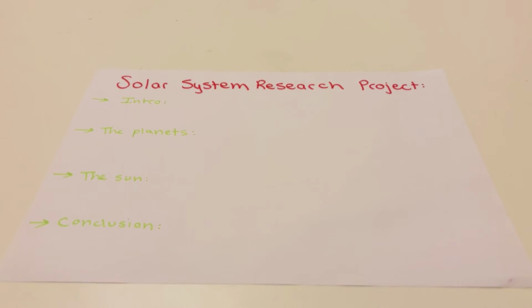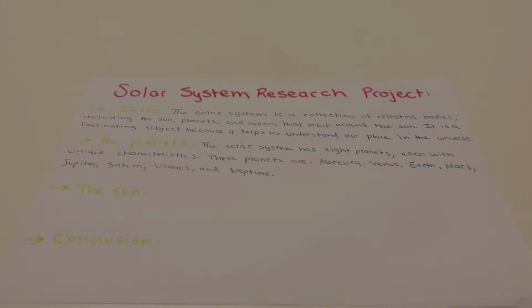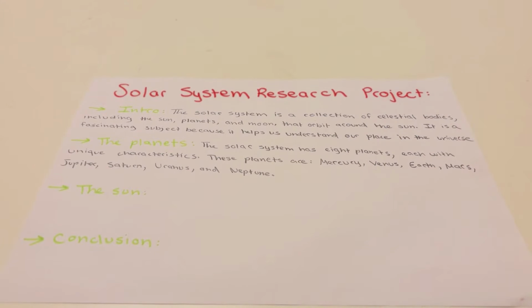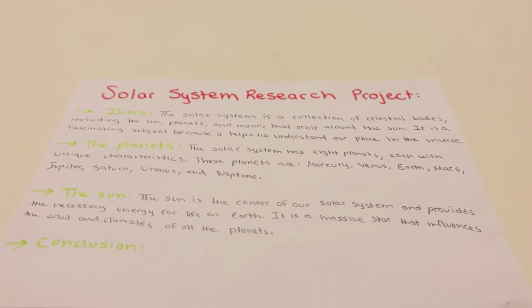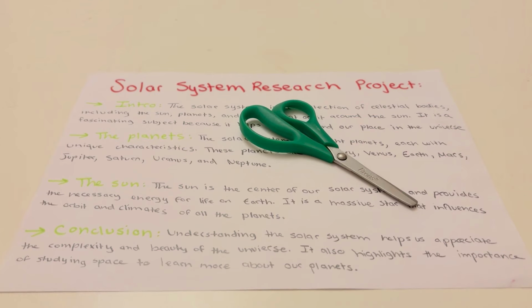So now is a time where you need to find access to the internet or open books to research about your topic. So I will find websites that talk about the solar system and I will read books that talk about the solar system to gather all of my information. I did my research and I wrote down my intro. Next, I did my research about the planets. Next, I did my research about the sun. And lastly, I wrapped up all of my research with a conclusion. Now take your scissors and cut each of these sections into strips.